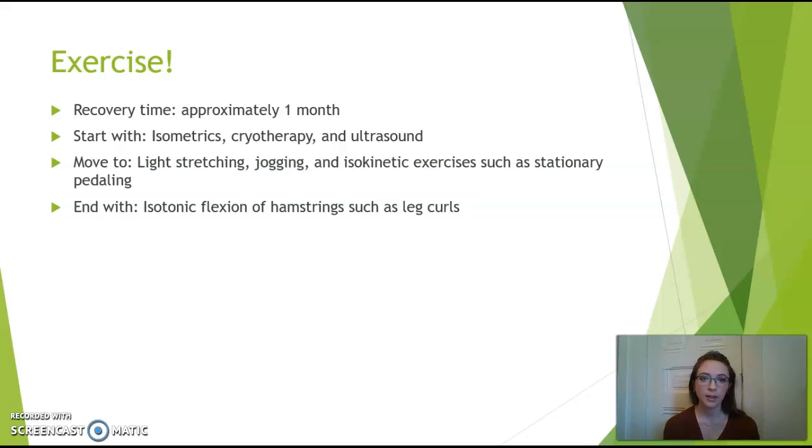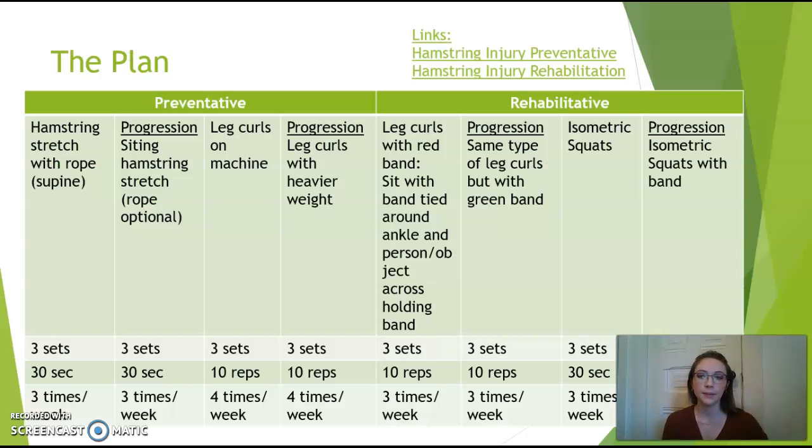We're going to start with isometrics for physical therapy, and other little things you can do. Then after that, we move to light stretching and jogging and stationary pedaling and stuff like that. And then we end with isotonic flexion of the hamstrings, such as leg curls, when you're starting to get all of that weight back on the leg and get it used to doing its normal things again.